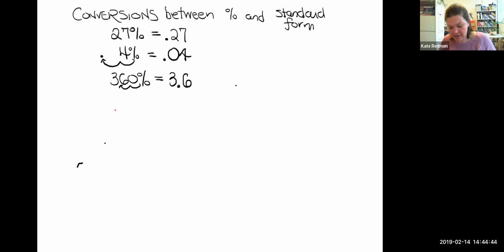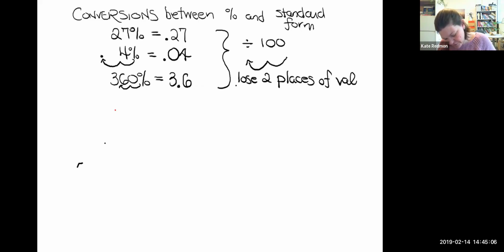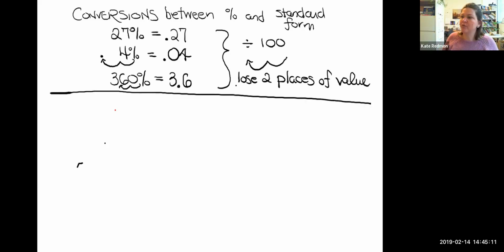So let's talk about a synopsis here. What did we say we were doing on all these problems here? We said that we were dividing by 100. And when we divided by 100, we lost 2 decimal places worth of value. I want to be real clear about what was happening there so that when we go to do the opposite, it's real easy on how to reverse it.